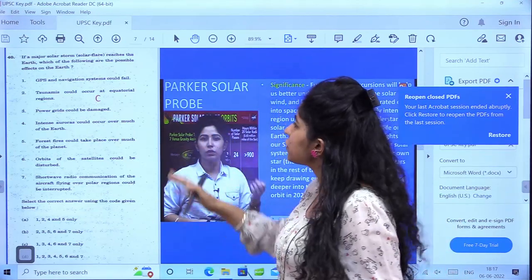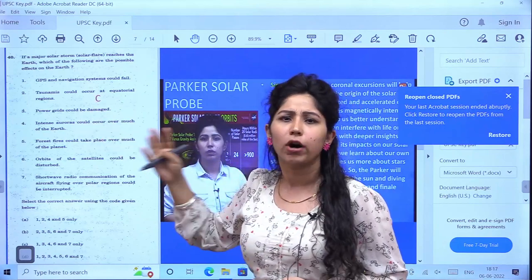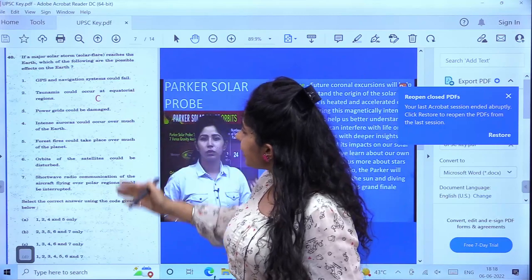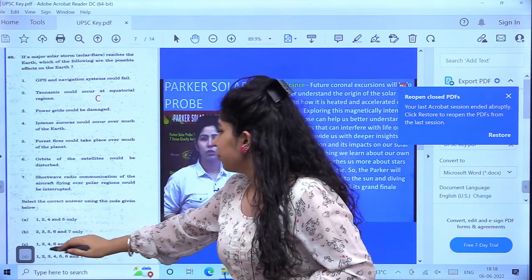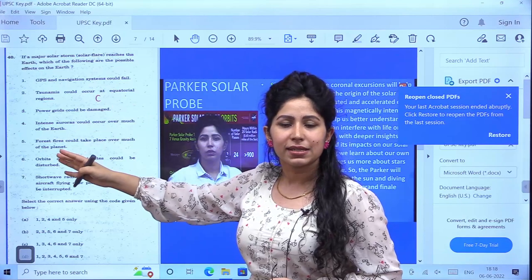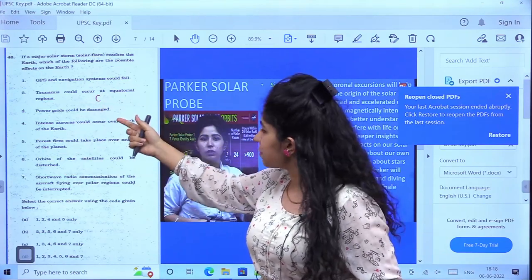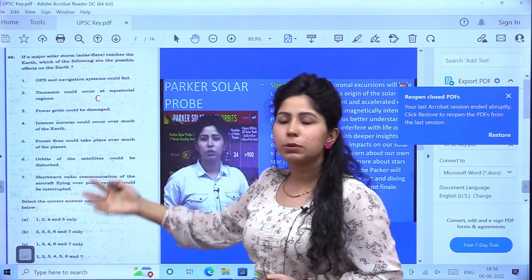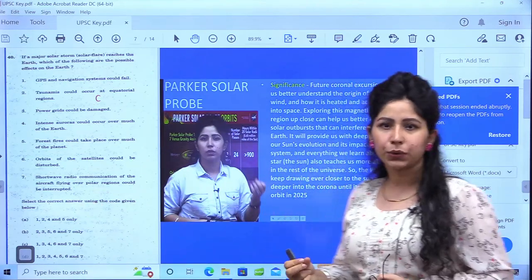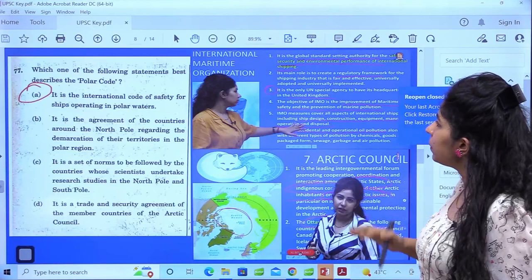come into your mind, which are related to tsunamis or forest fires, which are totally unrelatable to this, then you can easily reach the answer, which is 1, 3, 4, 6 and 7 only, which consists of communication satellites, GPS and navigation systems could fail, power grids could be damaged and things like that. So this intelligent guessing can take you to the right answer if you follow this way.